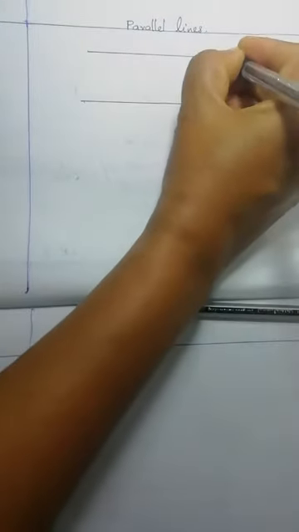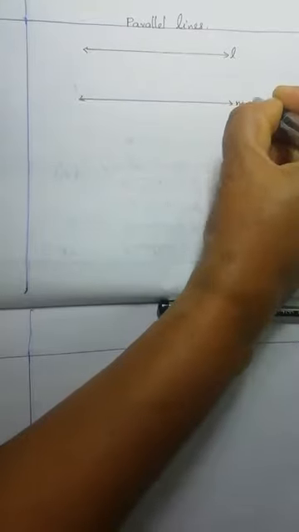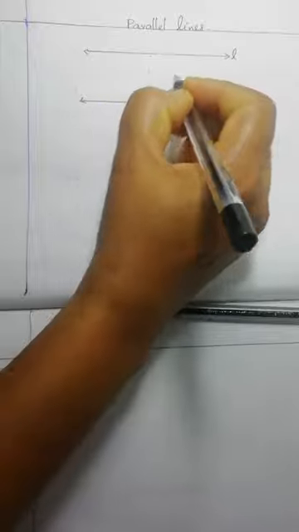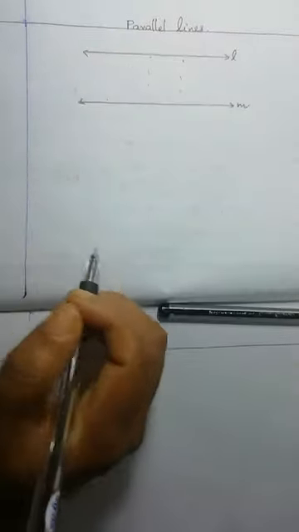In that way we can draw parallel lines at both sides of a scale. We can say that this line L and line M are parallel to each other. The distance between these two lines everywhere should be the same.